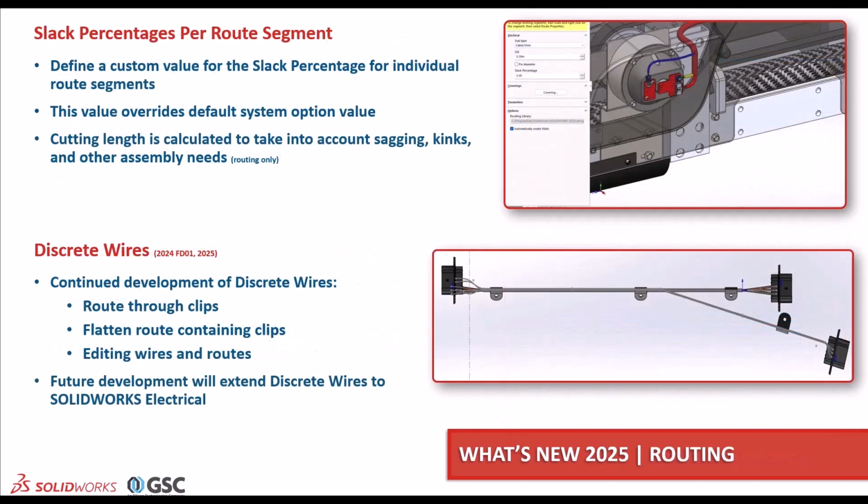Some improvements in the routing realm. Slack percentage can now be set per individual route segment, so wire, cable, or harness individual needs can be accounted for. And a hopeful functional delivery improvement will be discrete wires realized at the assembly level, improving assembly instructions using tools like eDrawings.